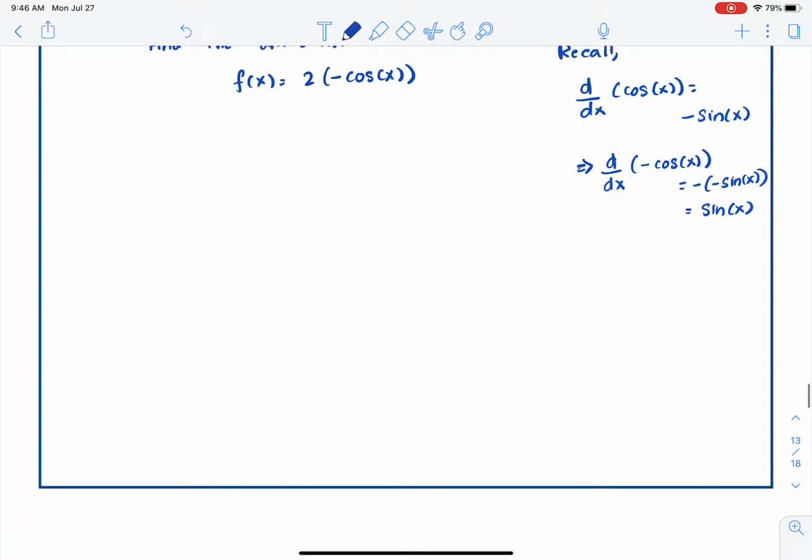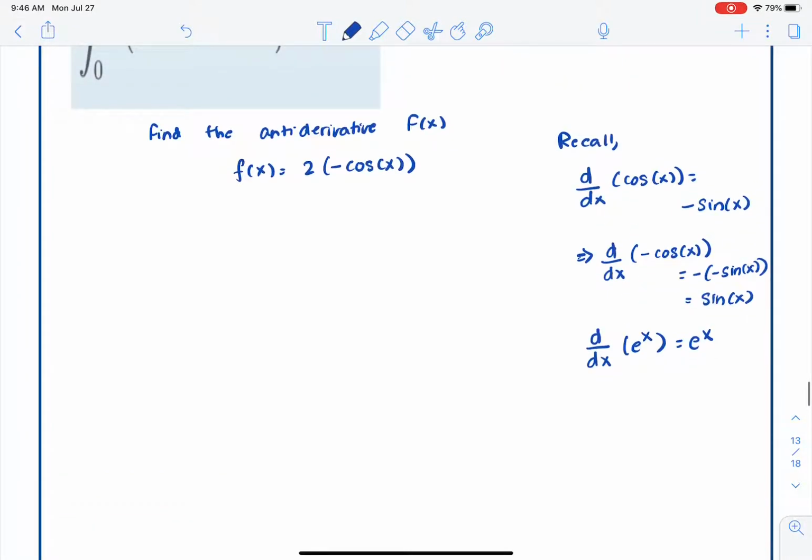What function would give us exponential when we take a derivative? The derivative of e raised x is e raised x. So this has to be e raised x.